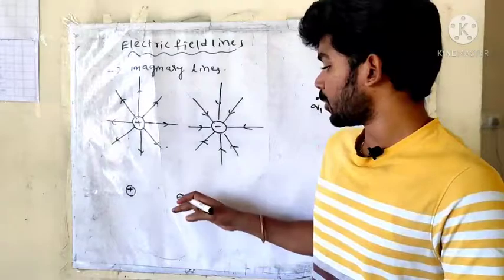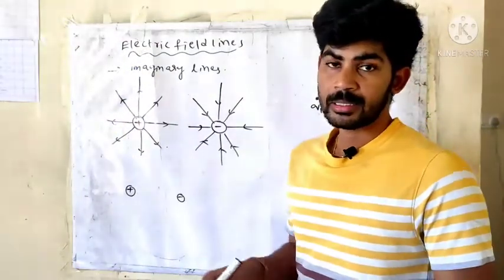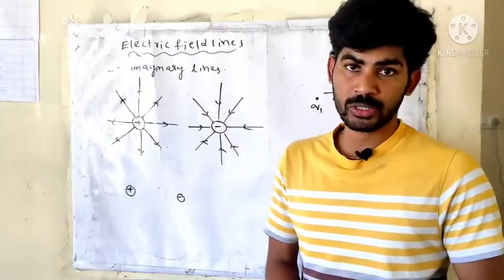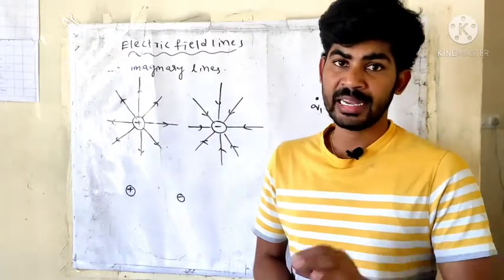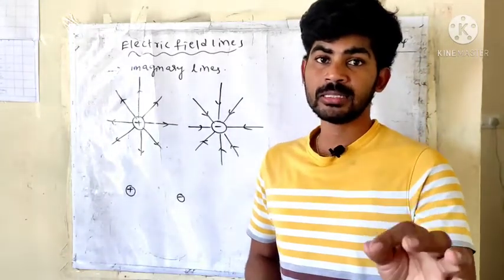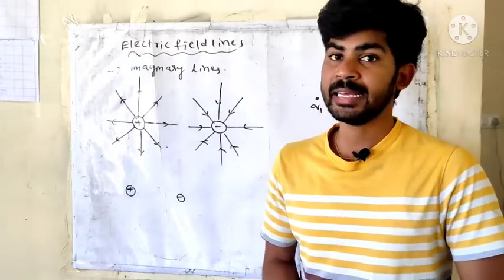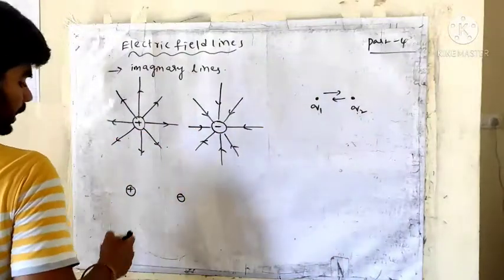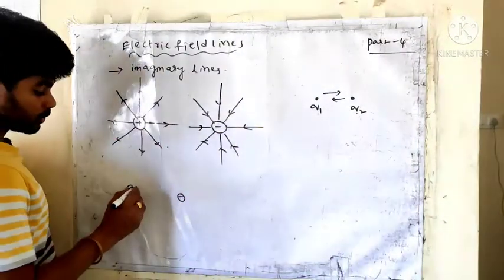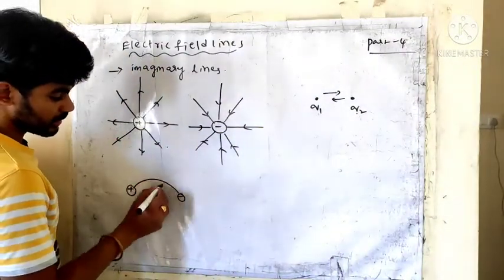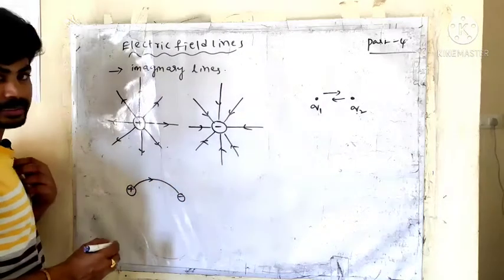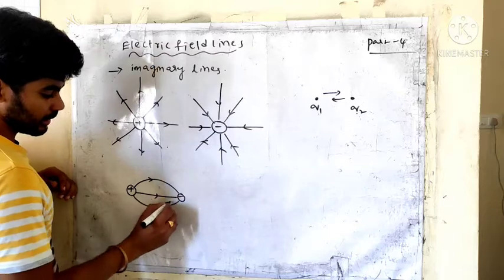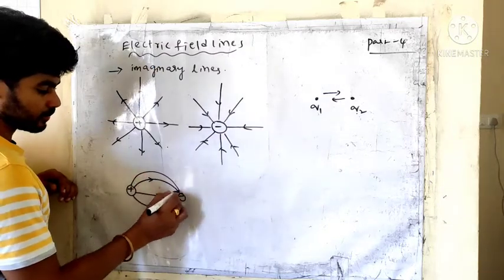For suppose, if the negative charge were not there, electric field lines are always generated from the positive charge only, ending at a negative charge or at infinity distance. So electric field lines are generated from the positive charge. Here a nearby charge is there, so field lines are created here in a straight line.